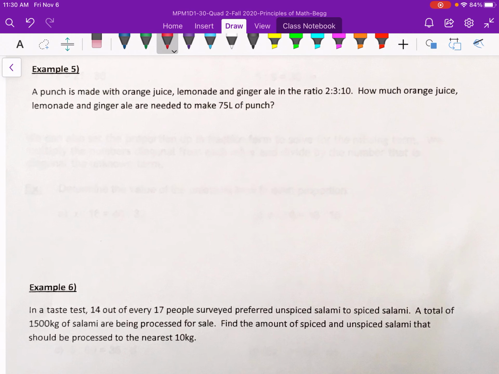A punch is made with orange juice, lemonade, and ginger ale in the ratio of 2 to 3 to 10. All right, we've got 3 different things going on here. So I'm going to do it in the same order that I have. So orange juice, the first number, is in green, the second number is in blue, and the third number is going to be in orange. I realize that I could have changed the colors up and made the orange juice orange and the lemonade yellow, but I want to stick and be consistent. Ginger ale, because there's a third number in the ratio being introduced, I introduced this third highlighter color. And it's going to make a total of 75 liters of punch.